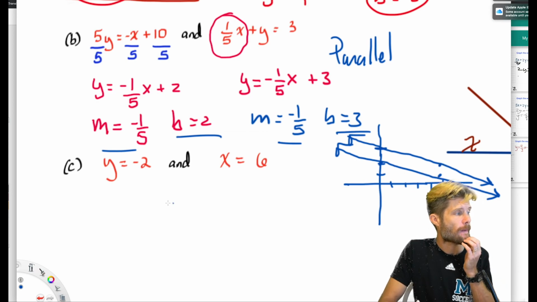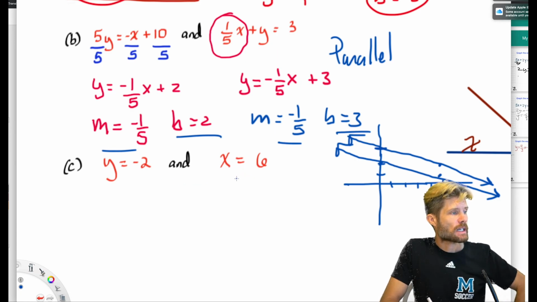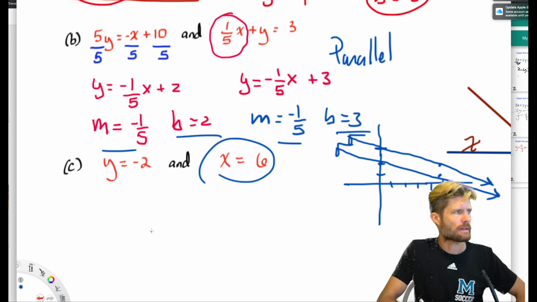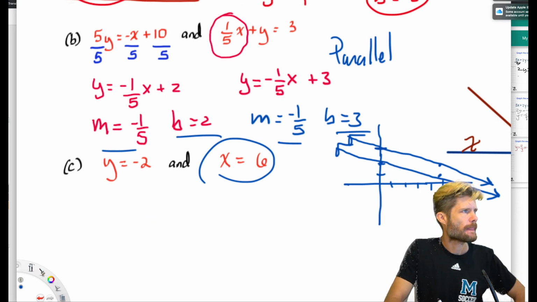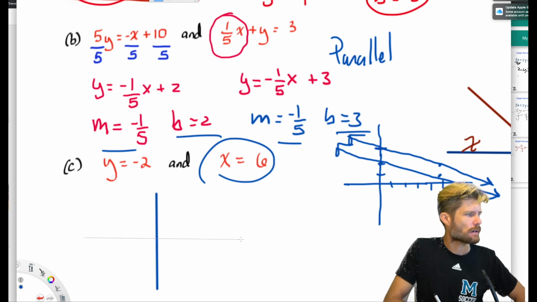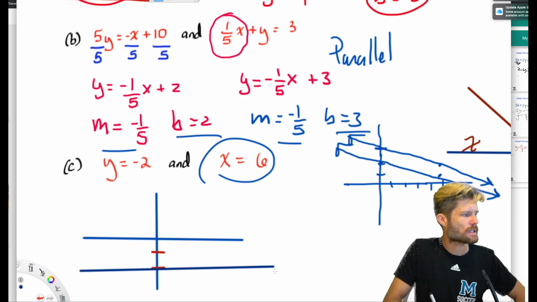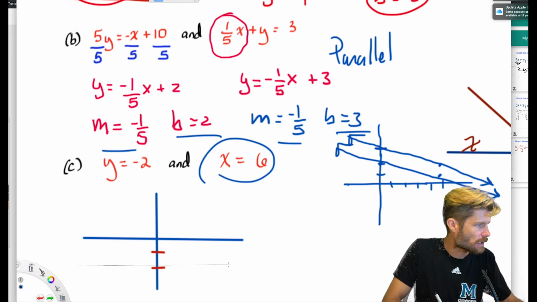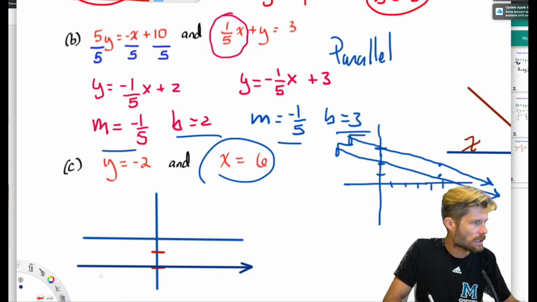So these are parallel. Okay, y equals negative 2 and x equals 6. Well, you can't solve for y when there are no y's here. So we have to think, what does this mean? Well, these are special cases. Y equals negative 2 means we go to the negative 2 on the y right here, and no matter what x is, y is always negative 2. This is going to be a horizontal line.